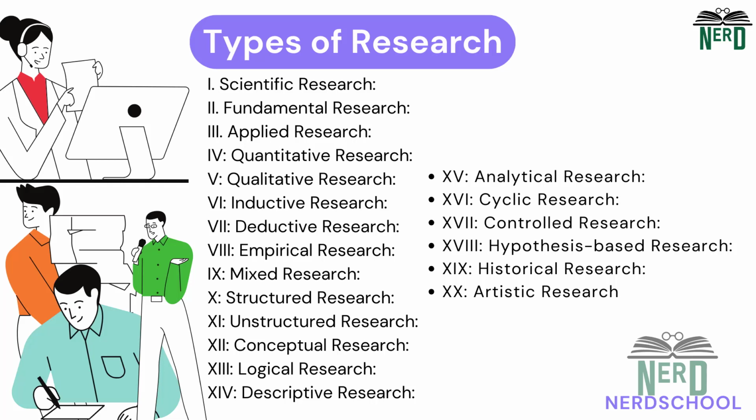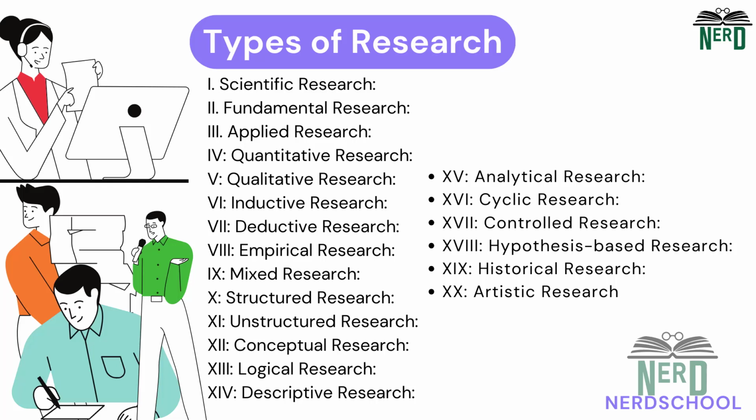Then 16th is cyclic research. Cyclic research is simple: it continuously refines and revisits research questions and methods, like ongoing studies tracking environmental changes or climate changes, right? Then we have controlled research, which maintains control over variables to isolate specific factors, like testing the impact of a single variable in a controlled experiment.